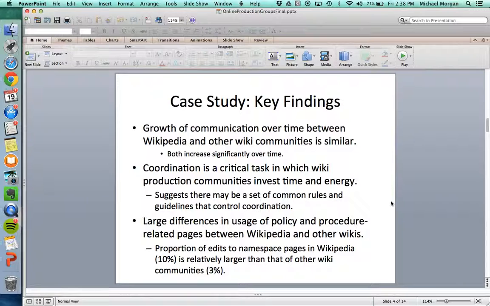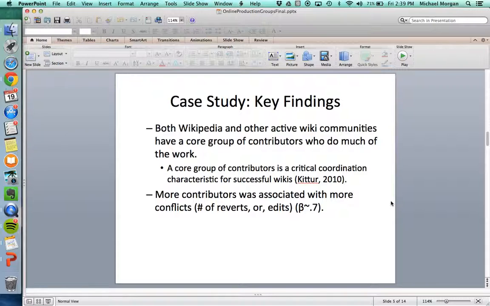What this suggests is that there may be a set of common rules and guidelines that control coordination. Another key finding was large differences in usage of policy and procedure related pages, which was one of the coordination mechanisms I mentioned earlier, between Wikipedia and other wikis. The proportion of edits to namespace pages where policy and procedures are kept was 10%, which was much larger than that of other wiki communities, which is 3%. Lastly, a couple of other key findings.